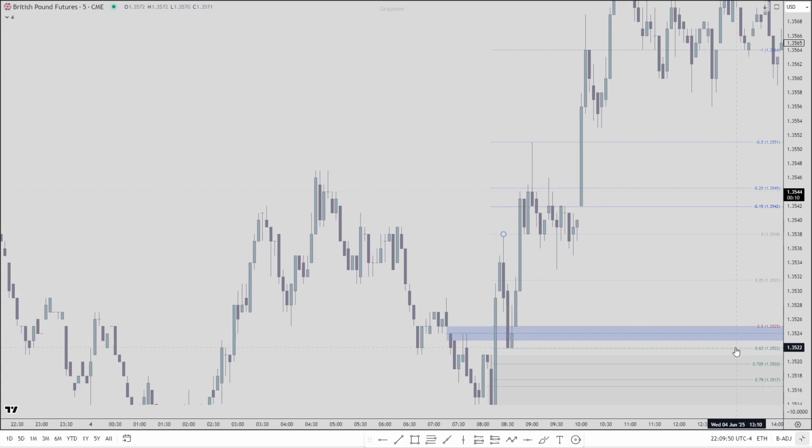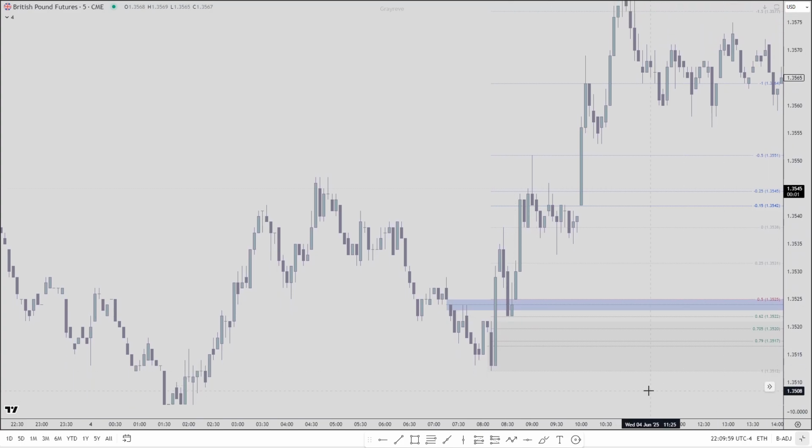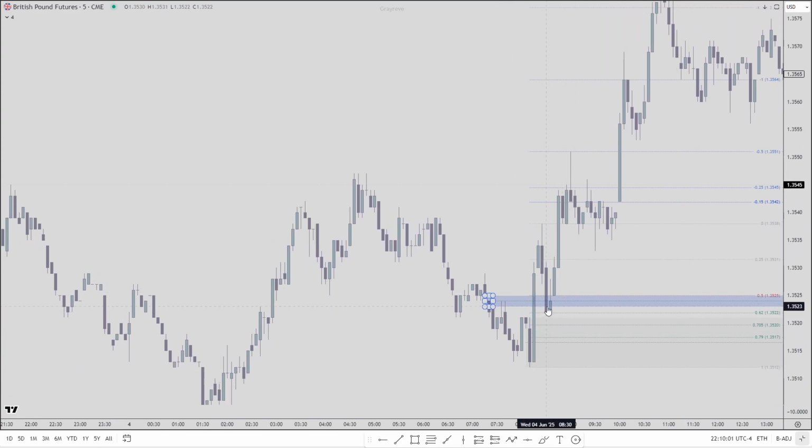The second entry, obviously, that would be 62%. I'm not sure if you would be tagged right here because the price is exactly at 135.22. Okay, so let's just say you missed this move. There is another move that you can make, right?